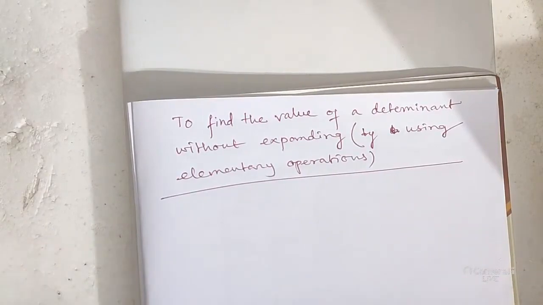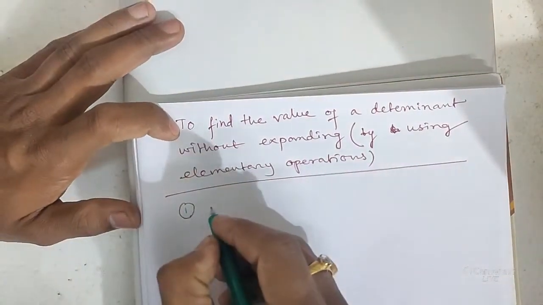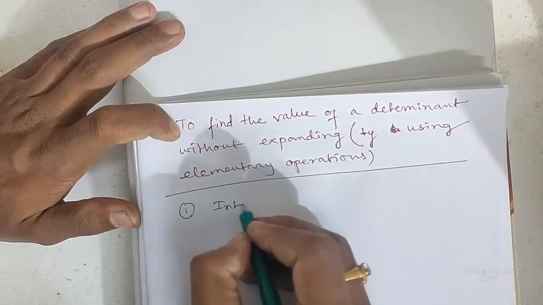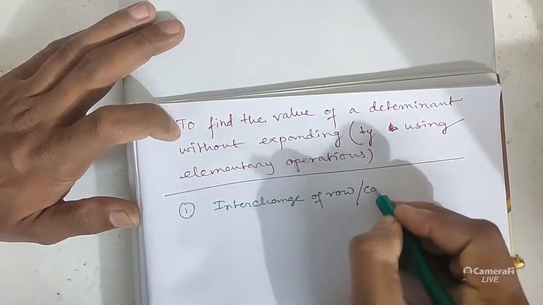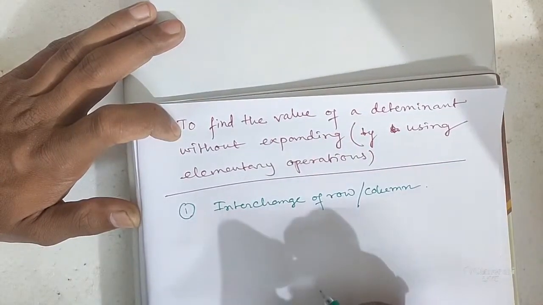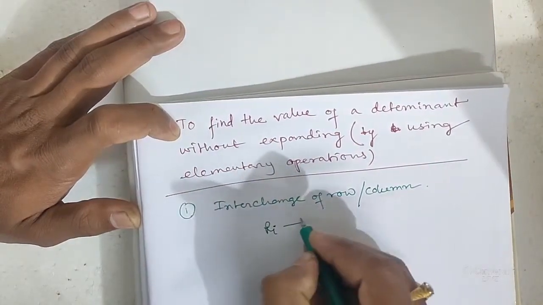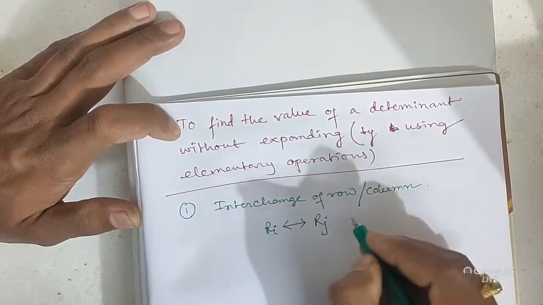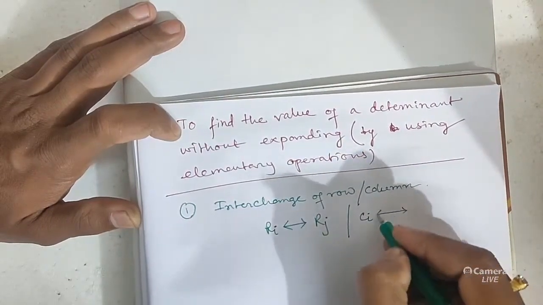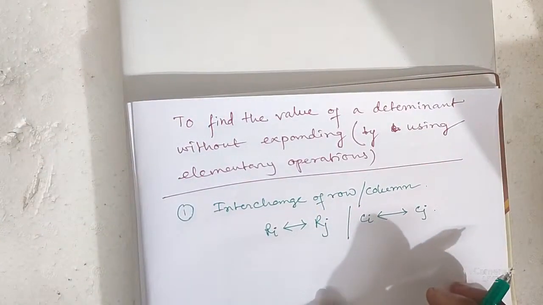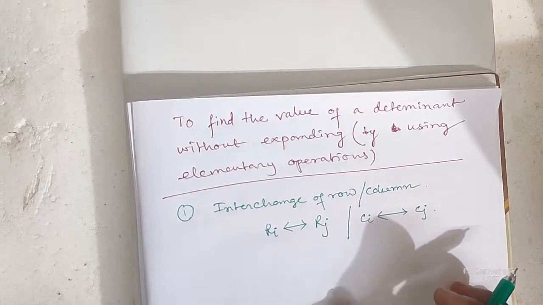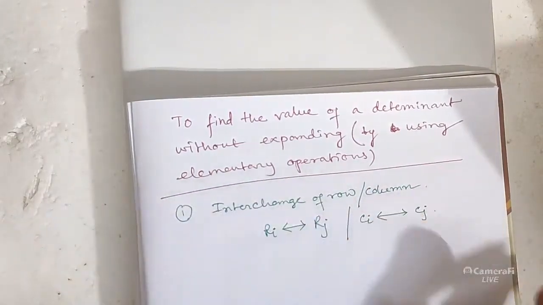That means first operation, interchange of rows or columns. How to write this? Ri <-> Rj, or Ci <-> Cj. That means if you interchange any two rows or any two columns, the value of the determinant remains the same. Already we have learned this in properties. So this type of operation we can do.